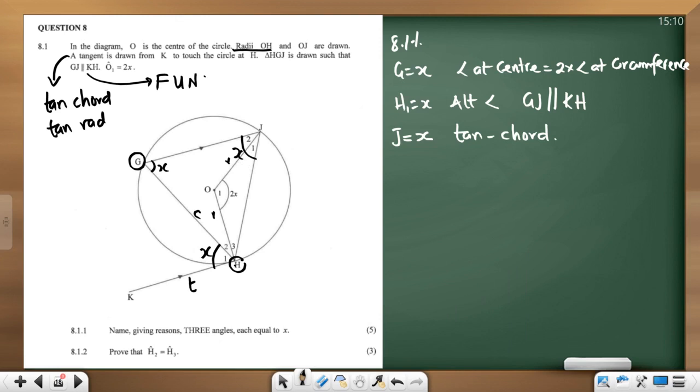All right. Prove that H2 is equal to H3. Please pause the video and go through it.